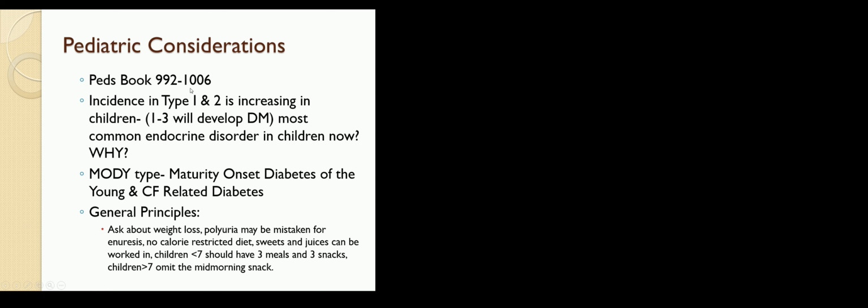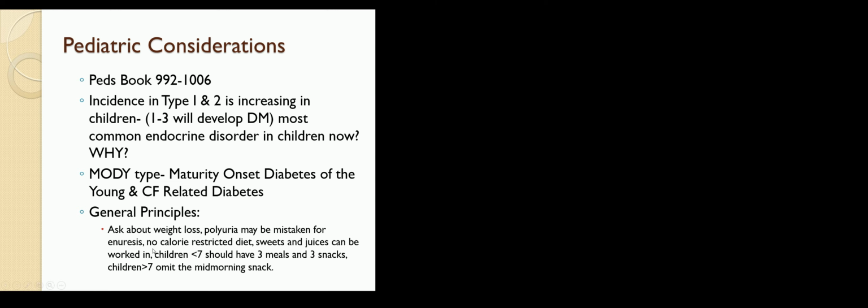Pediatric considerations are on 992 through 1006 in your PEDS book. We do know the incidence, unfortunately, in type 1 and type 2 are increasing in children. 1 out of 3 will actually develop diabetes. The most common endocrine disorder in children now, and we think it's because of the rampant increase in adults, because remember, type 2 is hereditary. There's also a MODY type, which is a mature onset diabetes that doesn't occur until they're actually adolescents. And there's a cystic fibrosis related type because of the problems with the pancreas. But this one is hereditary based.